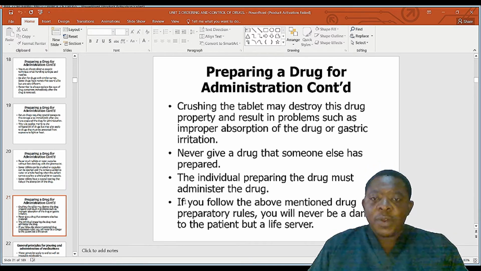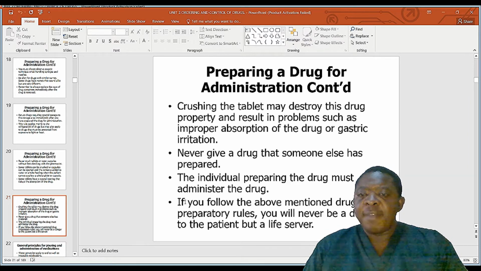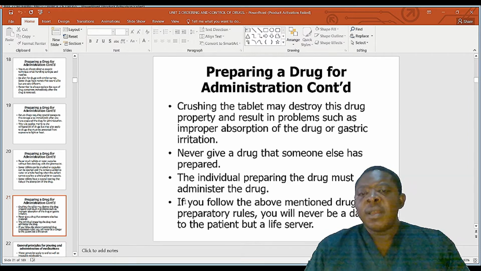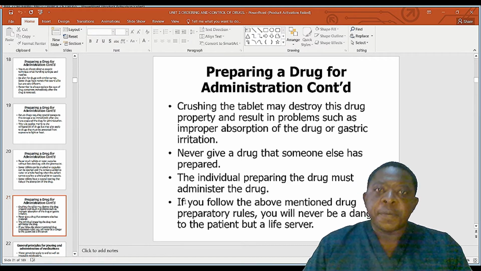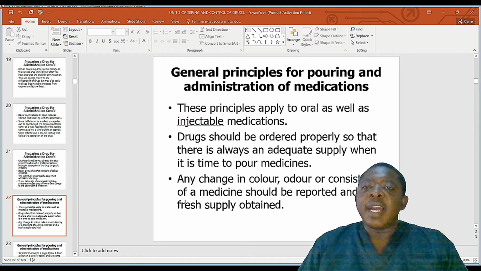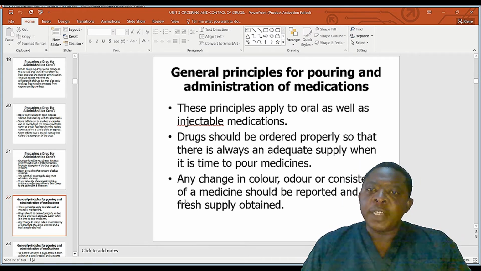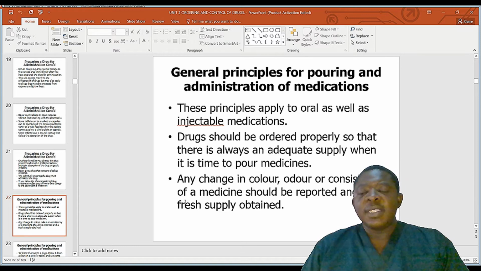So if you follow the above mentioned drug preparatory rules, you will never be a danger to the patient, but a lifesaver. Okay, so now the general principles for pouring and administration of medication. These principles apply to oral as well as injectable medication.